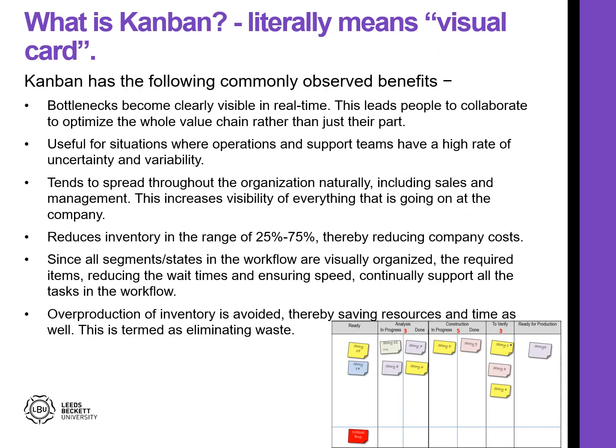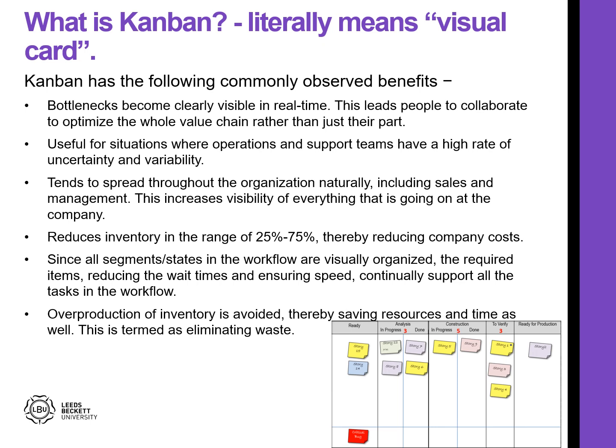So what is Kanban? It literally means visual cards on a board. It allows us to see where the bottlenecks are, because it's very obvious. You can see a little Kanban board in the bottom right hand corner. You read them from left to right, so a little card is placed on the board and it goes from left to right, from one department to the next.